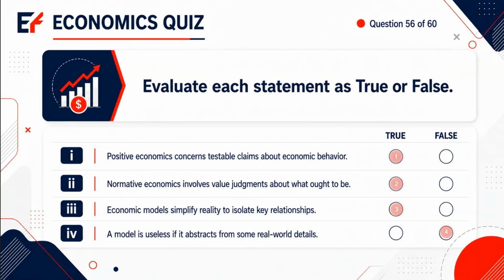Let's separate facts, values, and models clearly. Positive economics deals with claims that can be tested using evidence, such as how consumers respond to a price change. Normative economics is different because it involves judgments about what should happen or what is desirable. Economic models are useful because they simplify complex reality and help isolate the main relationships being studied. A model does not become useless just because it leaves out some details. Abstraction is often what makes the model clear and practical. The key idea is that good economics uses testable analysis, recognizes value judgments, and relies on simplified models to explain behavior.